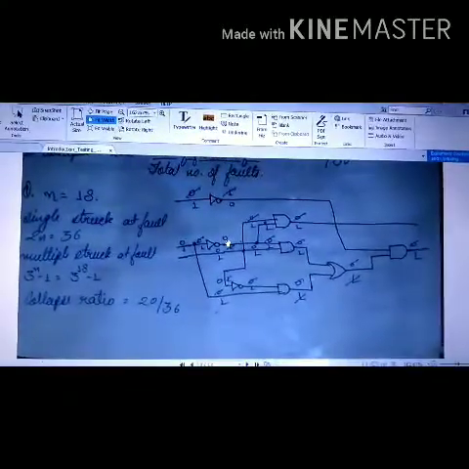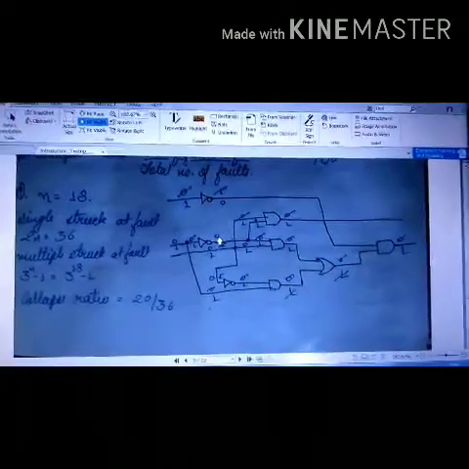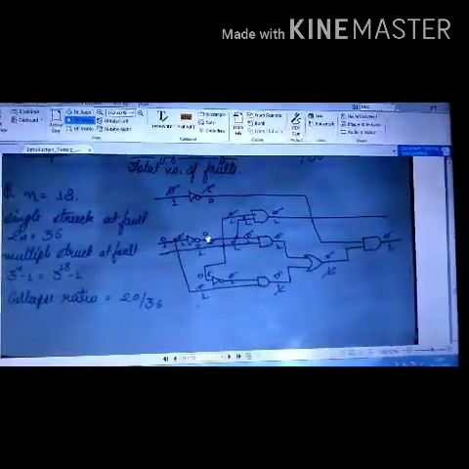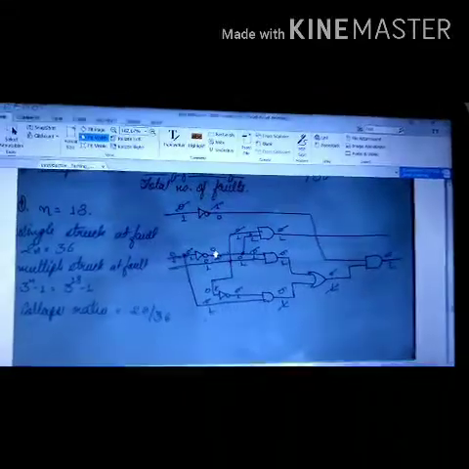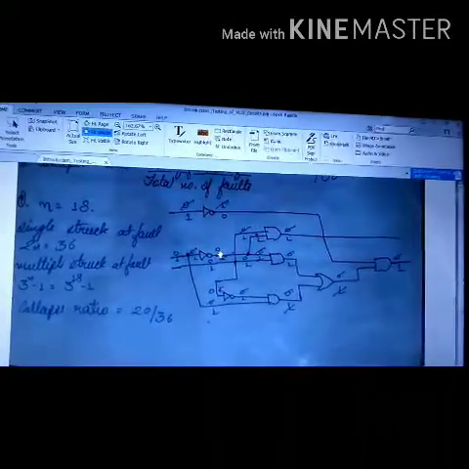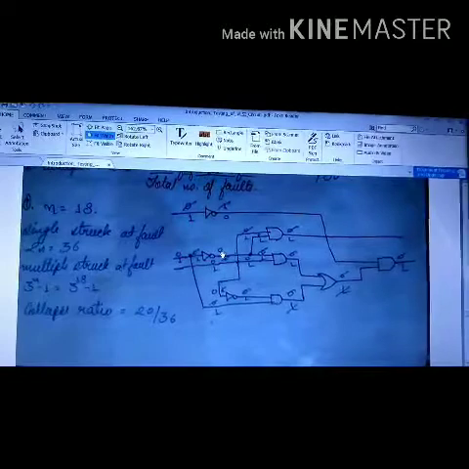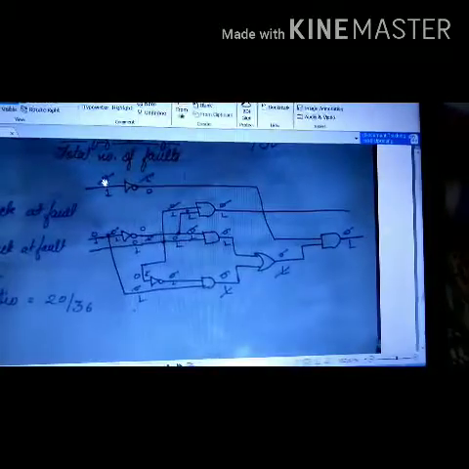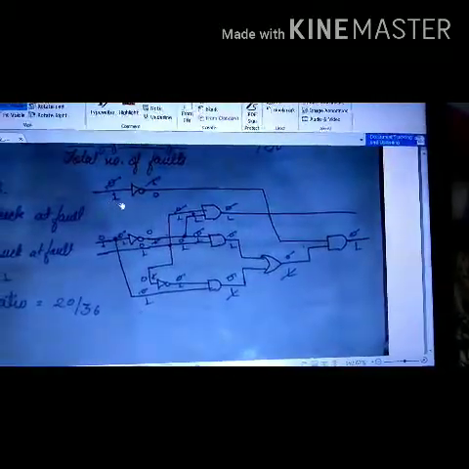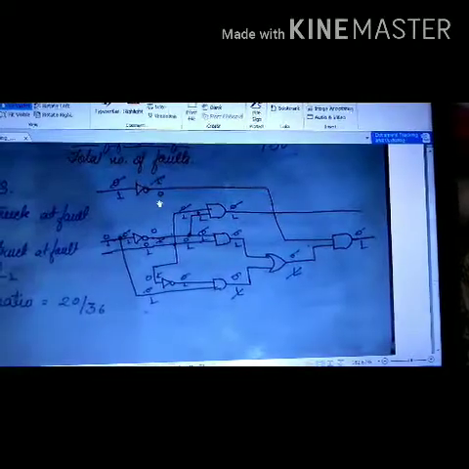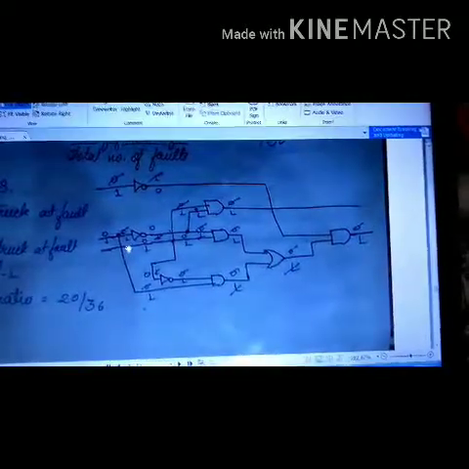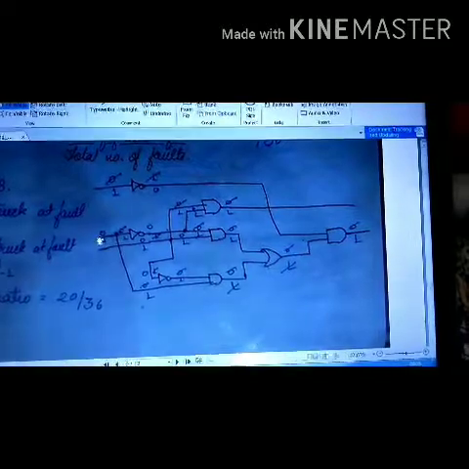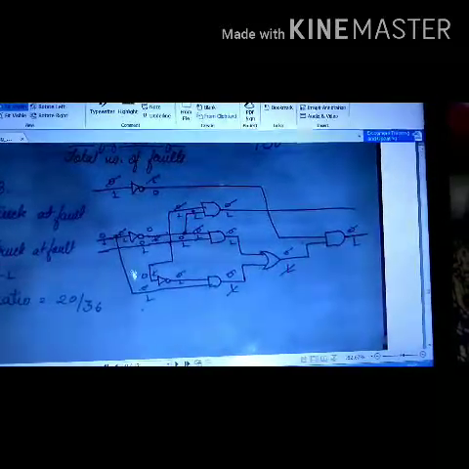So according to the formula, the number of single stuck faults will be 2n, that is 2 into n, and n here is 18, so it will be 36, and multiple stuck faults will be 3 to the power n minus 1, that is 3 to the power 18 minus 1. Now we have to calculate the collapse ratio. So we have assumed stuck at 0 or stuck at 1 fault at the input and stuck at 1 and 0 fault at the outputs for each and every gate. So here is stuck at 0 and 1, now stuck at 0 and 1 and stuck at 0 and 1.